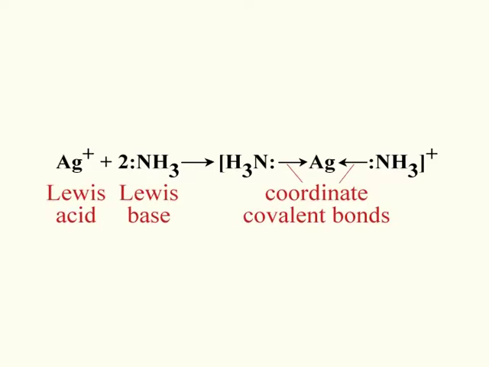Let us now revise these terms with the help of an animation. Here Ag positive represents central metal ion, that is Lewis acid. NH3 represents ligand, that is Lewis base. Nitrogen is donor atom. Arrows represent coordinate covalent bonds. [Ag(NH3)2]+ represents complex ion.